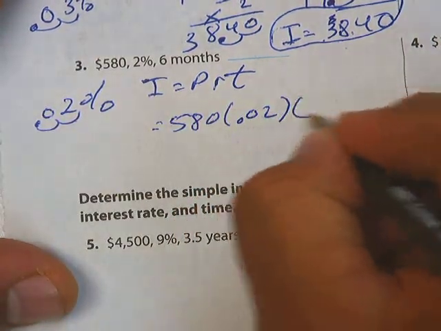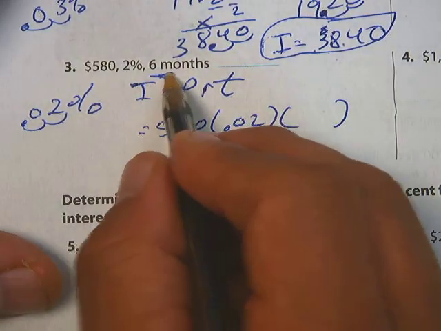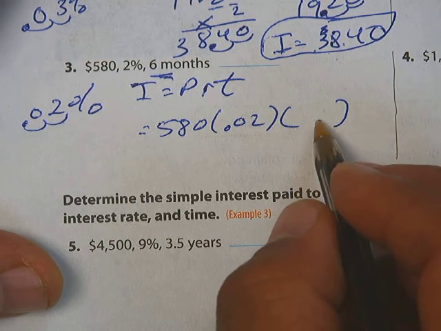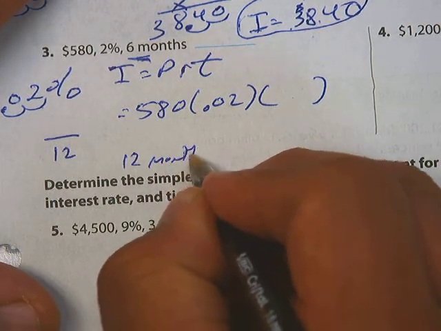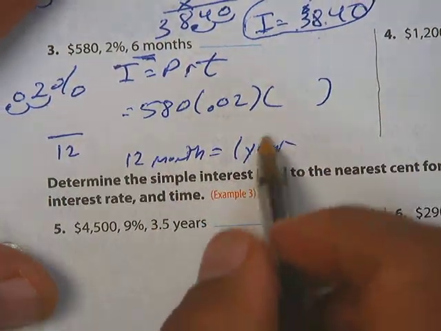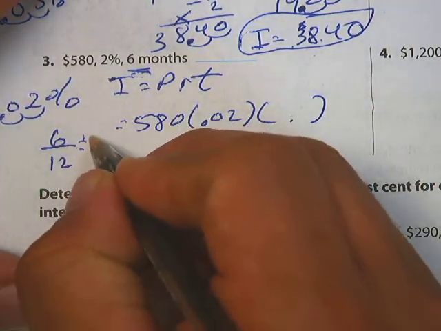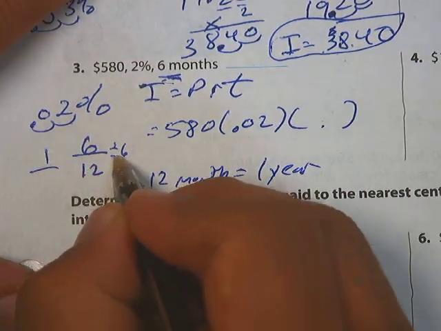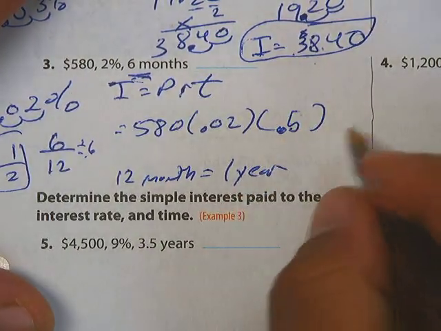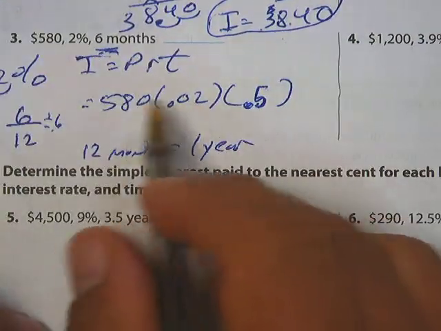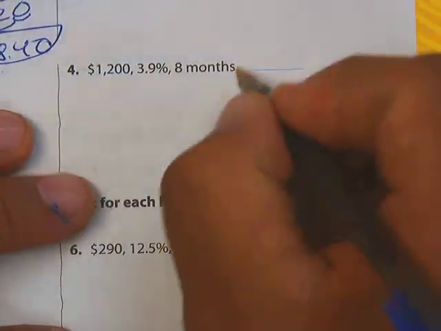convert the 2% to a decimal, 1, 2, so you get 0.02. But look, this is in months, so you're not going to put months because t, the time, has to be expressed in years. So you don't even have 1 year, but you know that there's 12 months in a year, so 12 months equal 1 year. Well, you don't have 12, you have 6, so you have 6 out of 12, which means if you simplify it by 6, 6 divided by 6 is 1, 12 divided by 6 is 2, so you have half a year, which is 0.5. Okay, so you have 0.5 a year, multiply this out and you get your answer.